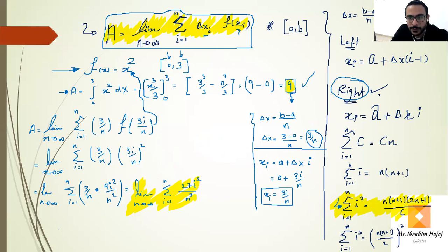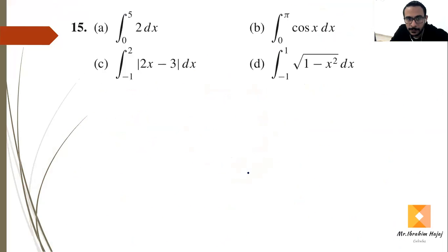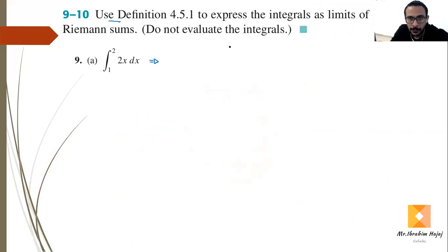So you have to find what? Delta x, which is b minus a over n. You have to find x sub i or x sub k, which is a plus delta x times k, and then use it here. I don't evaluate the limit, right? Don't evaluate the integrals. Let's express them as limits of Riemann sums.